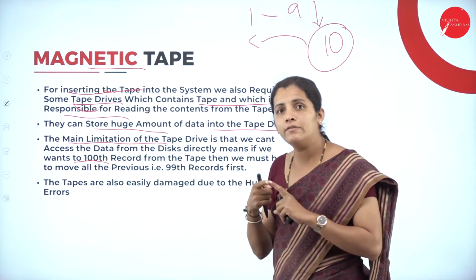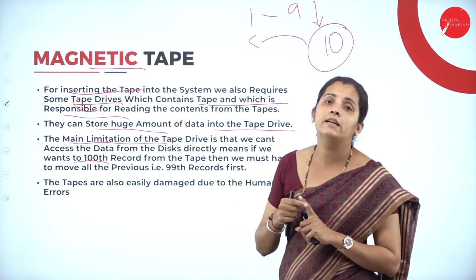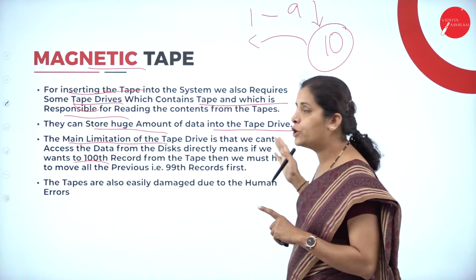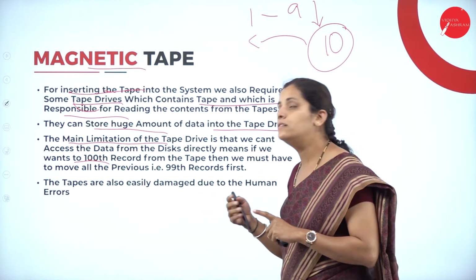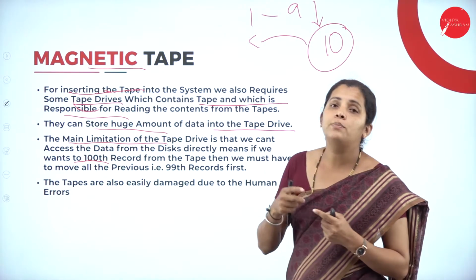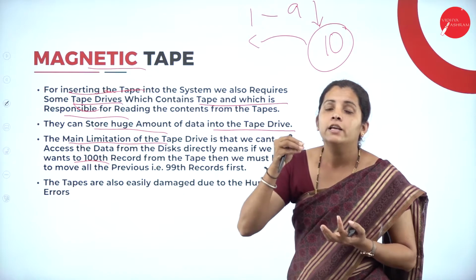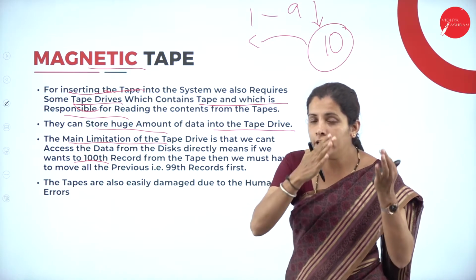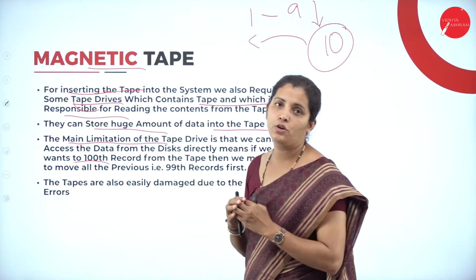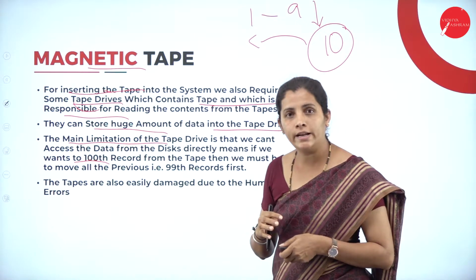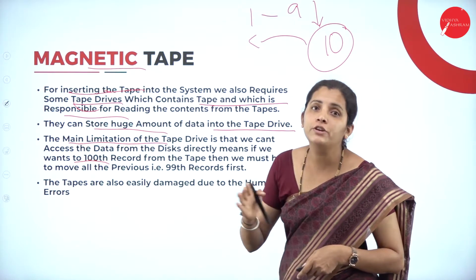So what are the disadvantages? The tape may get damaged due to human errors, and another disadvantage is that if you want to access data, you have to start from the beginning up to the exact position of your record or data. So it is in sequential manner.